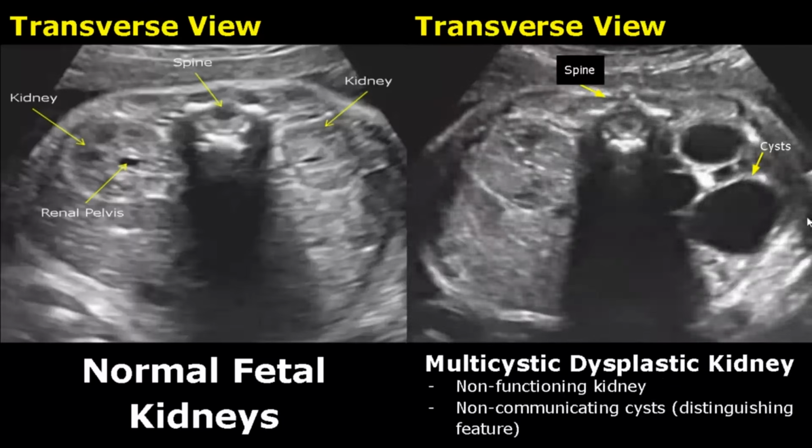Multicystic dysplastic kidney is a congenital disease in which we have a non-functioning kidney. The main distinguishing feature is that it has non-communicating cysts. That means that the cysts are separated from each other and are not connected in any way. This feature helps us to distinguish it from hydronephrosis, which has communicating cysts.